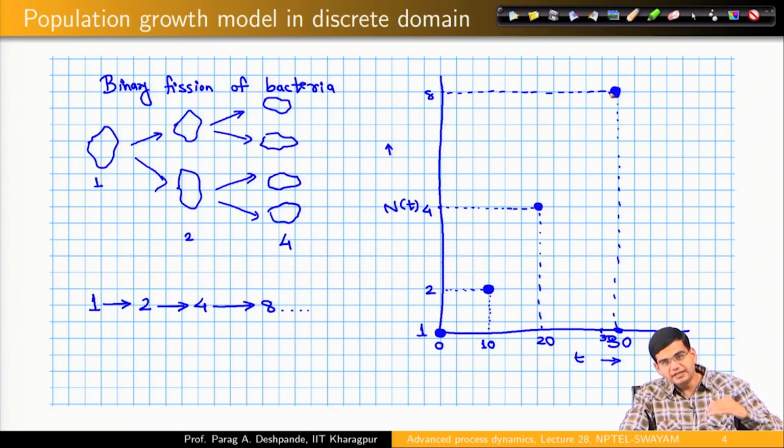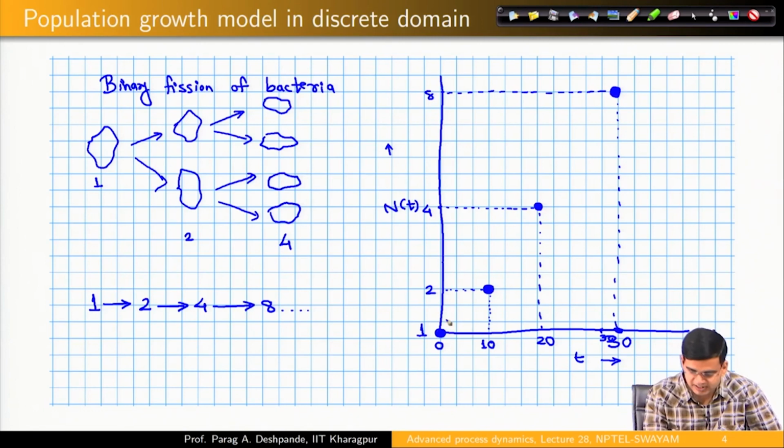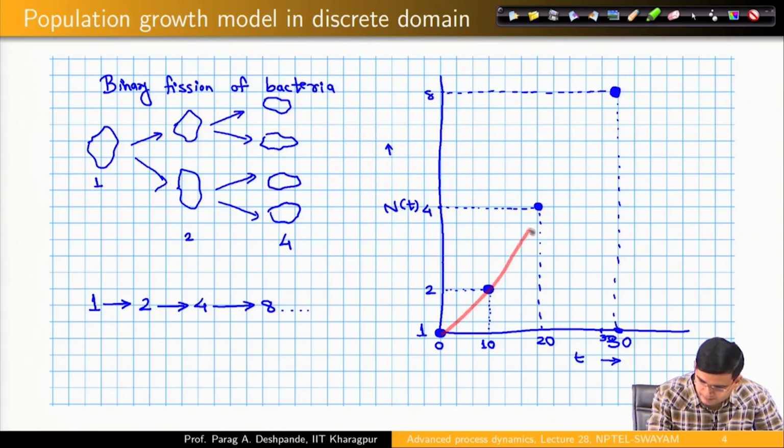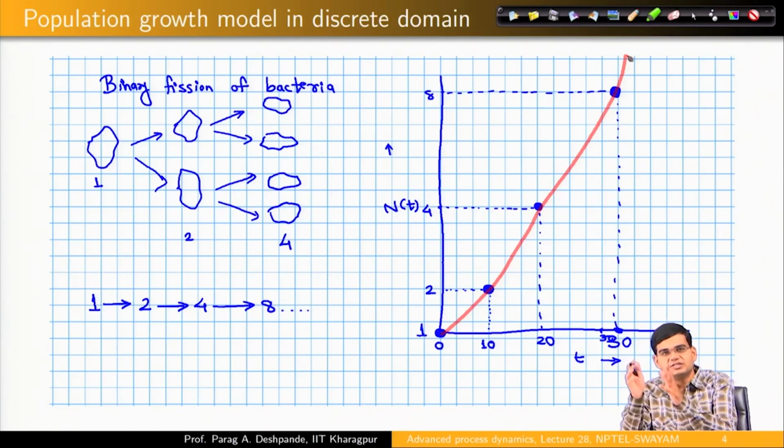Can I join all these points with a continuous line, say something like this? Can I do this? The answer is no, because between, for example, 10 and 20 seconds there was nothing going on as far as the change in the population is concerned. The bacteria was growing, but the number was not changing.